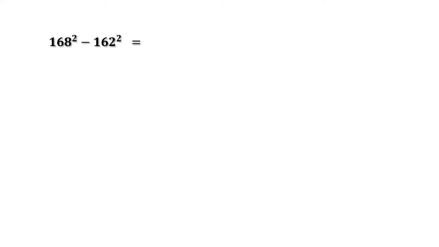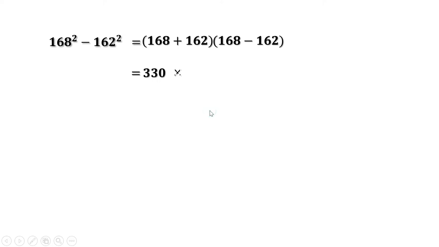Another problem. 168 square minus 162 square. We know a square minus b square is (a + b) × (a − b). Therefore 168 square minus 162 square is (168 + 162) × (168 − 162). 168 + 162 is 330 and 168 − 162 is 6. Multiplying, we get 1980. That is, 168 square minus 162 square is 1980.